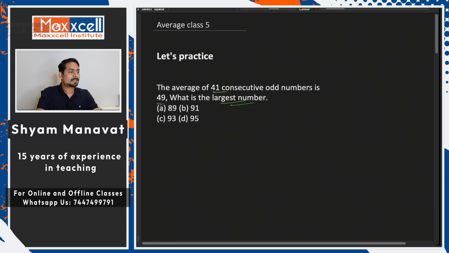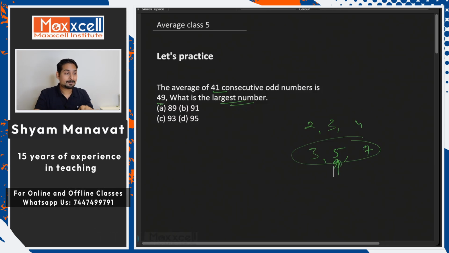Shortcut. First of all, understand what consecutive numbers are. For example, 2, 3, 4 are consecutive numbers. Consecutive odd numbers, for example, 3, 5, 7. I am giving an example of 3 consecutive numbers. Now when you find the average of consecutive numbers, the mid value is always the average. You don't have to apply any average formula.